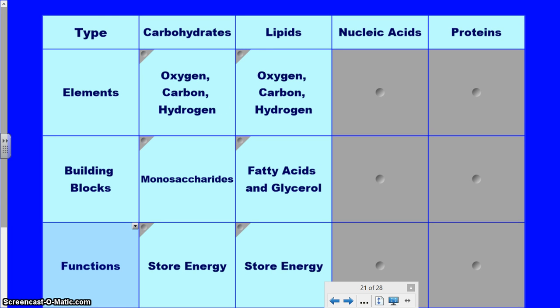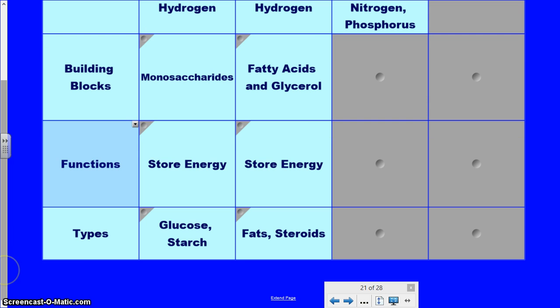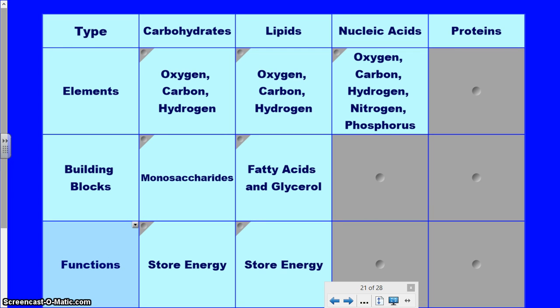Our third organic compound are nucleic acids. And nucleic acids, as the other ones, have oxygen, carbon, and hydrogen. In addition, they also contain nitrogen and phosphorus. And that phosphorus is a big important part of the backbone or the sides of your DNA or your RNA. The nitrogen is a big component of the bases that form the rungs of the ladder of the DNA.